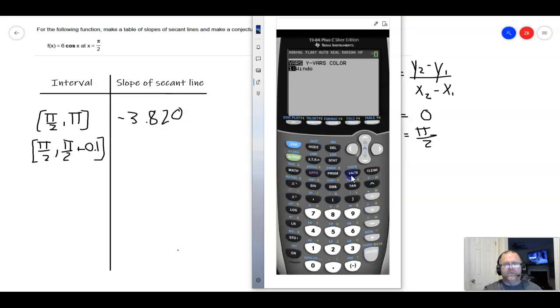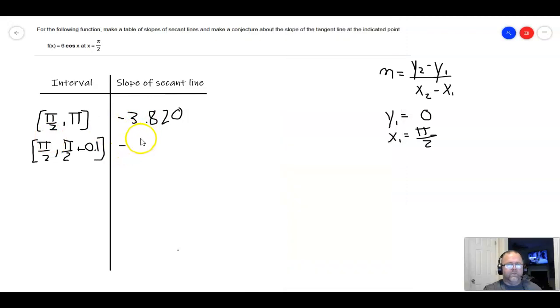Then we'll do the same thing as before. I'm going to hit vars, y variable, function. We're going to run that slope formula again that's stored in y2 with the new x that we just stored. And now we get negative 5.990, and that is correct. Negative 5.990.